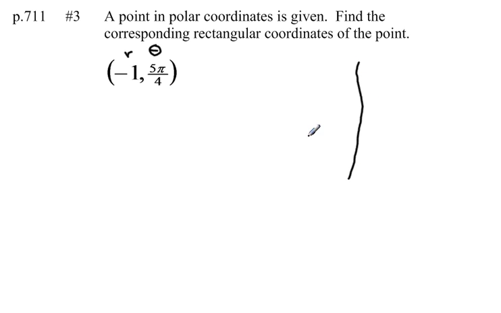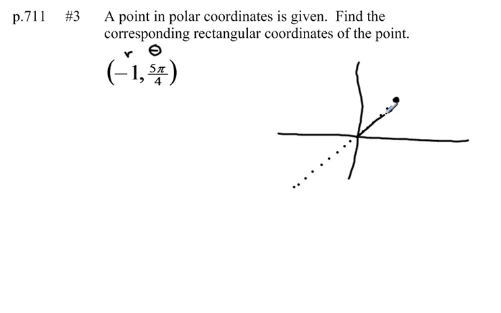Okay, let's make a rough sketch of a graph of this. So if our angle is 5π/4, here's 1/4, 2/4, 3/4, 4/4. Here's my angle, 5π/4. And we're talking about a point that's 1 unit, actually -1 unit away from the origin. Well, if it was +1, I'd put my point out here. But since it's -1, we're going to put our point the other direction, 1 unit away from the origin.